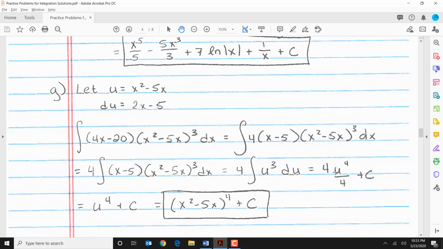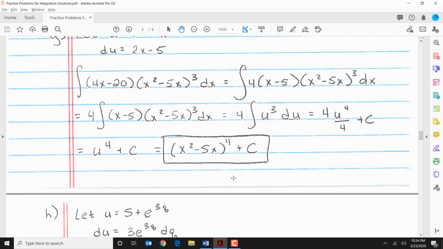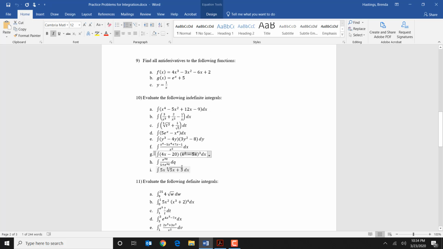That 4 carries through, u to the 3 plus 1 over 3 plus 1 plus that constant of integration. And of course, these 4's cancel, and we need to plug back in what u is. Sorry for that typo. All right, let's take a look at h. E to the 3q over 5 plus e to the 3q.